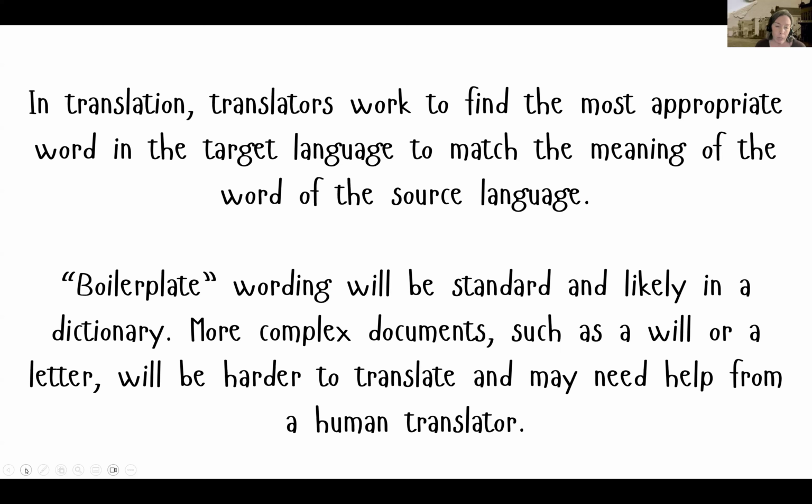Boilerplate wording is pretty standard. The stuff we see in every document tends to be formulaic and very standard for each language. Because it is so standard, it's probably in the dictionary. More complex documents, such as a will or a letter, will be harder to translate and may need help from a human translator.